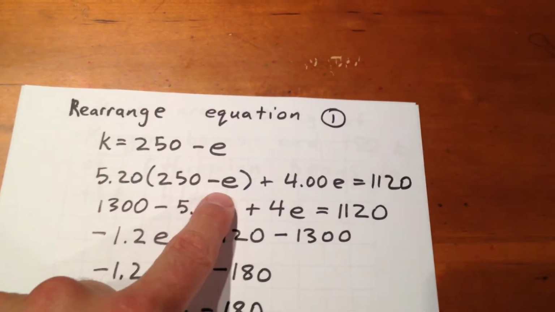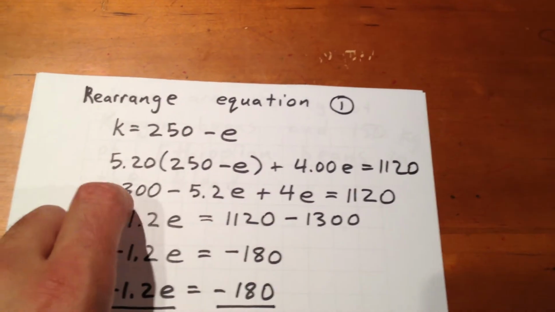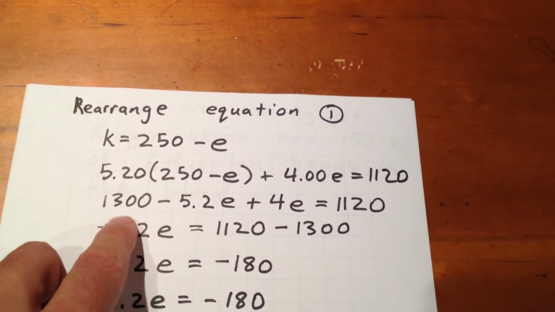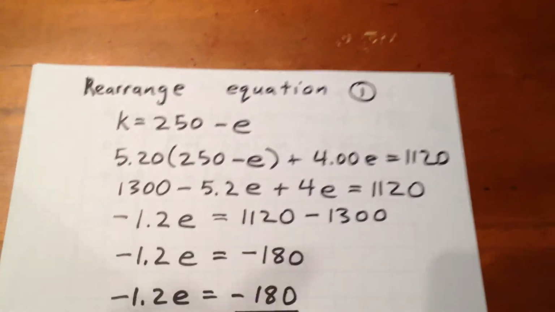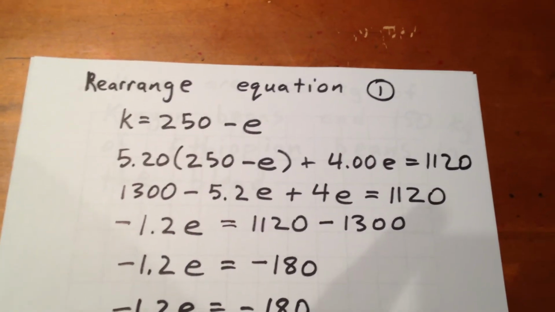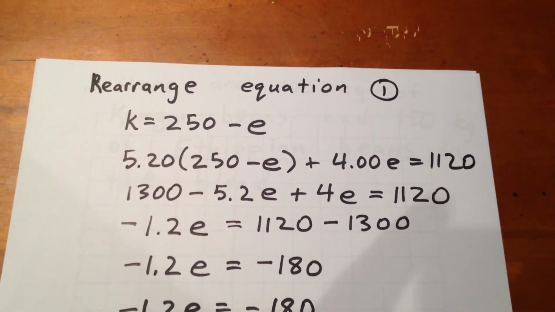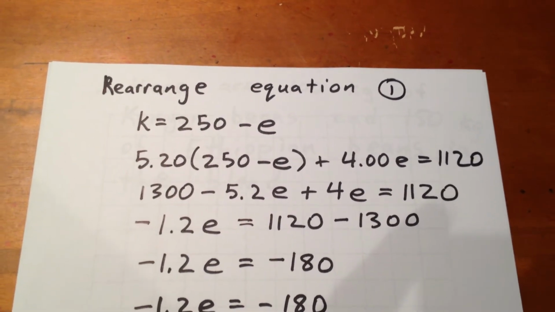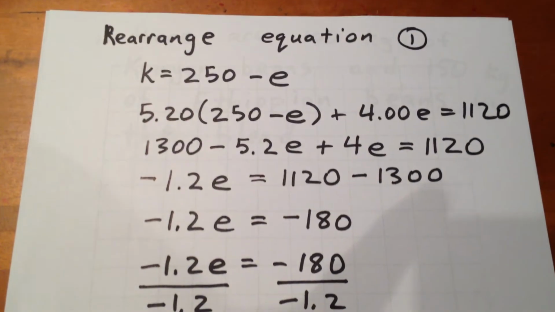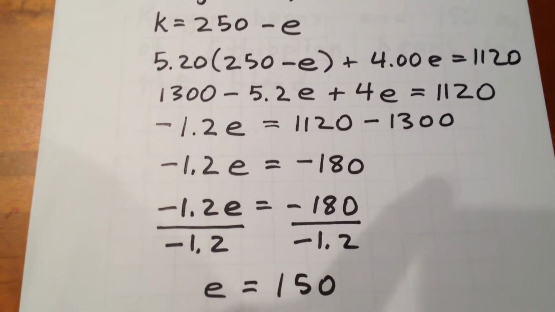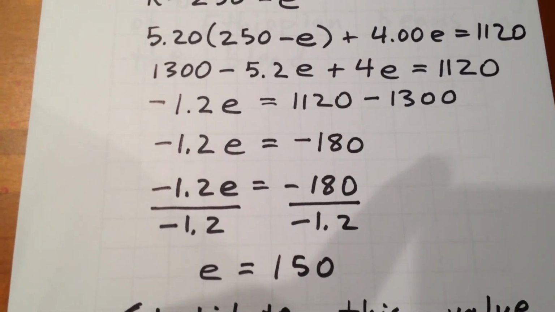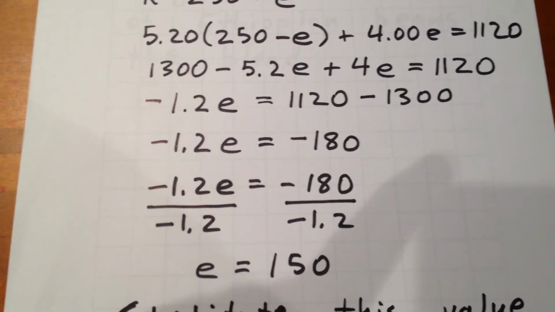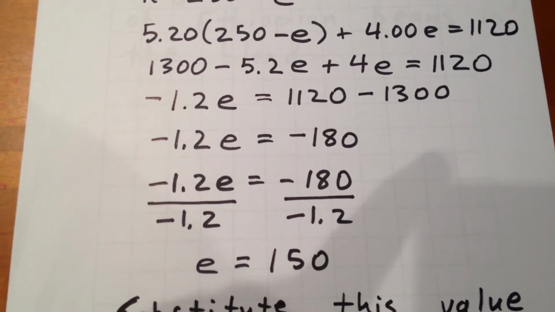We sub in this value, and distributing 5.20 into the bracket gives us 1300 minus 5.2 E plus 4 E equals 1120. We collect like terms and we solve for E. And dividing by the coefficient gives us E equals 150. That means there was 150 kilograms of Ethiopian coffee beans.